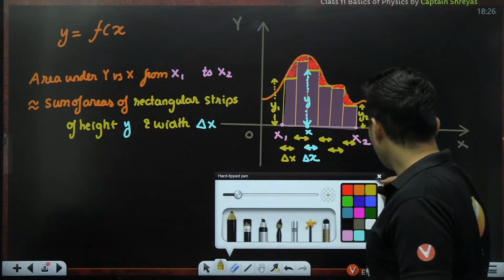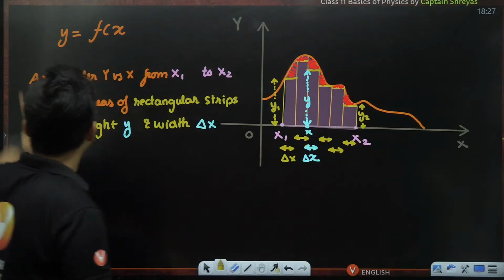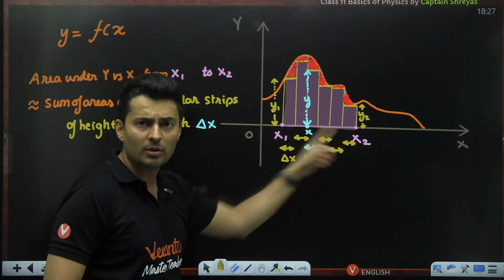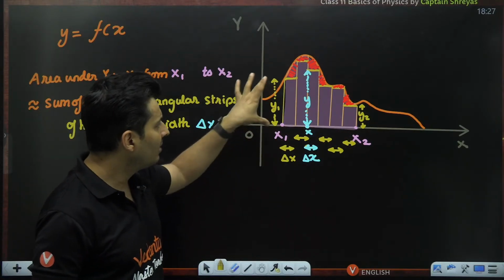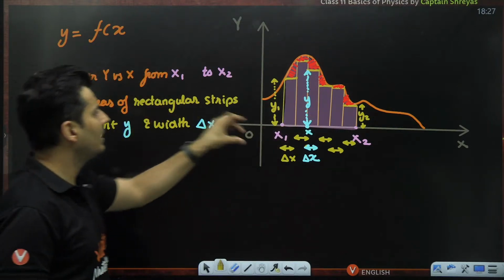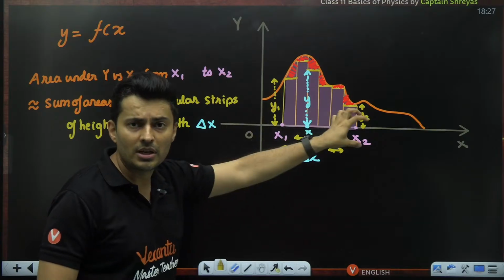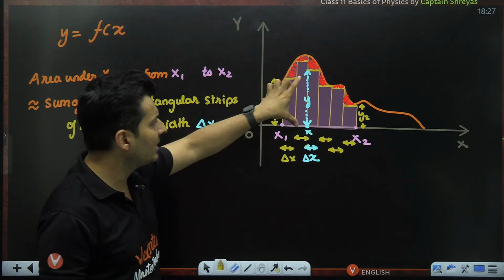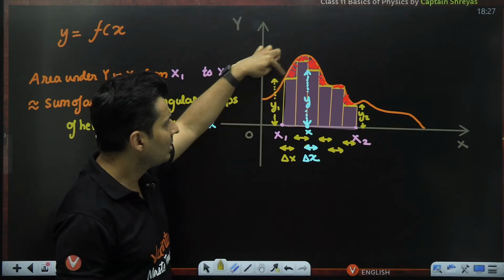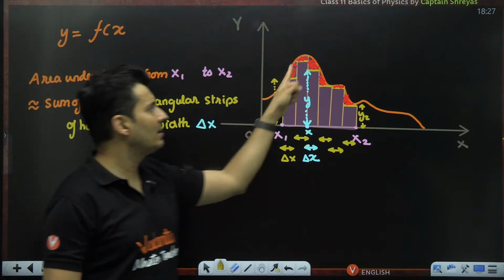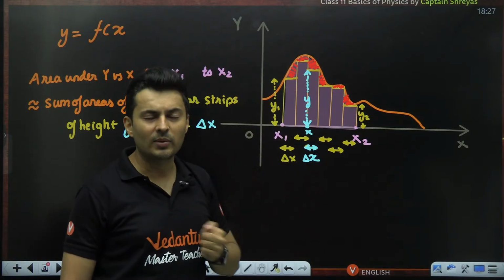Anyways, coming back to the concept. We were talking about the area under the y versus x graph from x1 to x2, and we had broken it down into small strips and calculated the areas of these rectangles, each of height y and width delta x. The problem was it was not so accurate, because I'm leaving out some gaps over there.